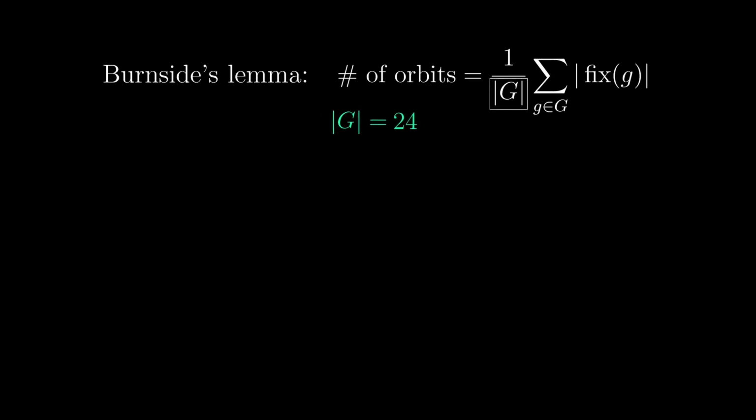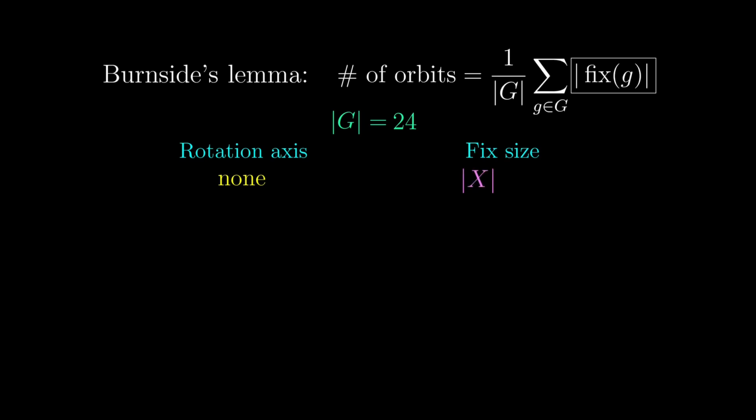Now we need to find the fixes of the symmetries. Let's first consider the fix of the identity symmetry, that is, no rotation at all. Then it fixes every coloring. So its fixed size would be the size of the whole set of colorings, which is 3 to the 6, where 3 is the number of choices of colors for each face, and 6 represents the number of faces of a cube.